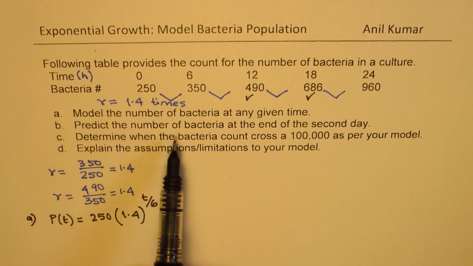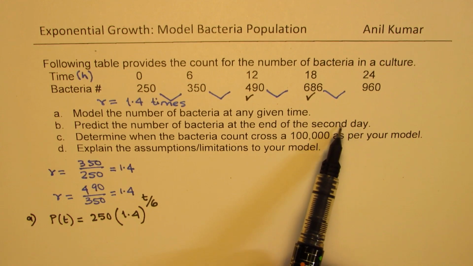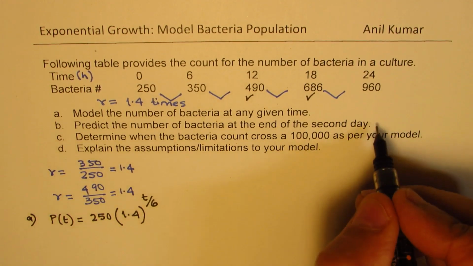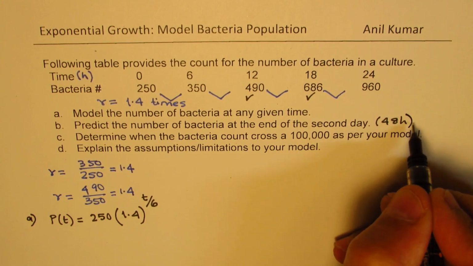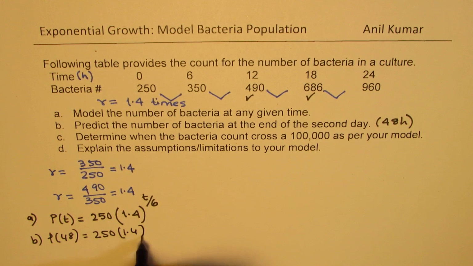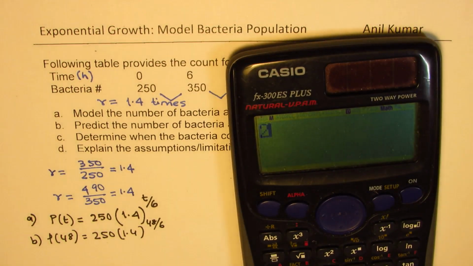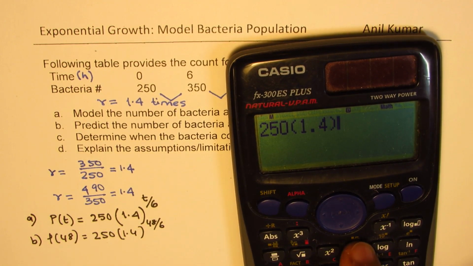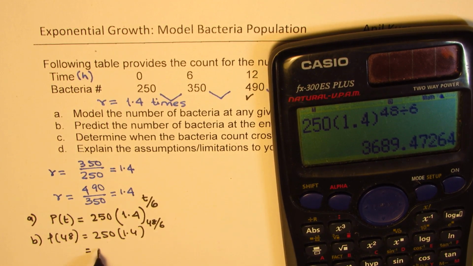B is predict the number of bacteria at the end of the second day. At the end of the second day means 48 hours, right? So for part B, the population after 48 hours will be 250 times 1.4 to the power of 48 over 6, correct? Let's calculate this answer. We get 250 within brackets 1.4 to the power of 48 divided by 6, and that gives us 3689 point something. We'll just write 3689.